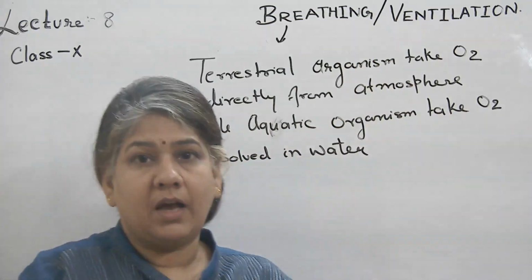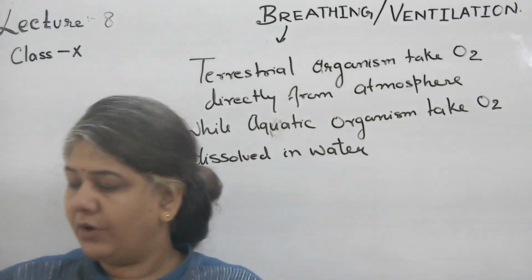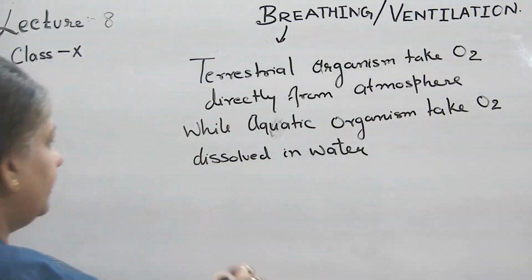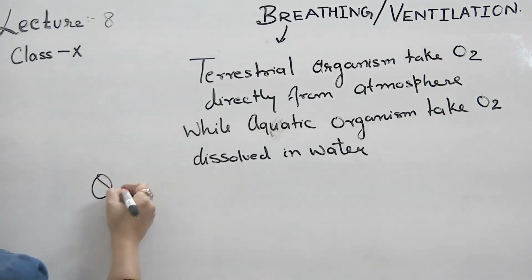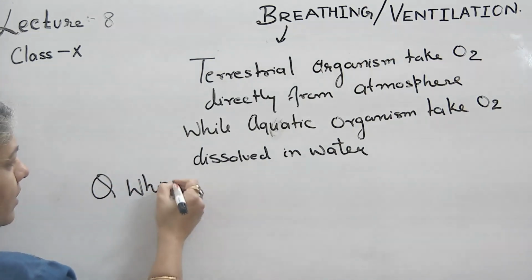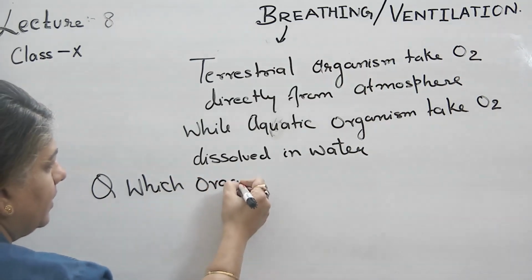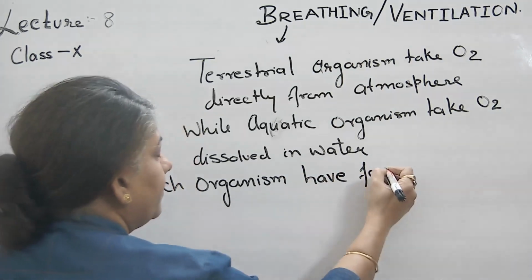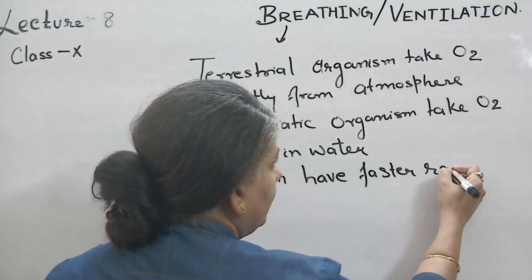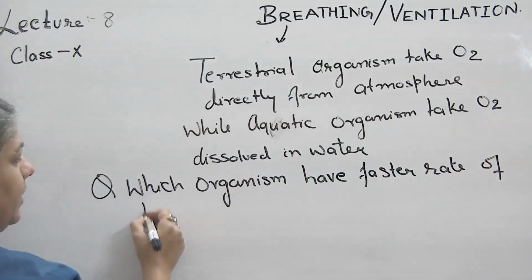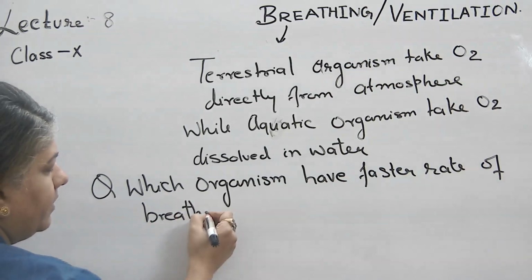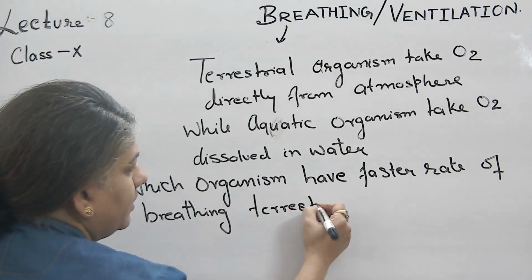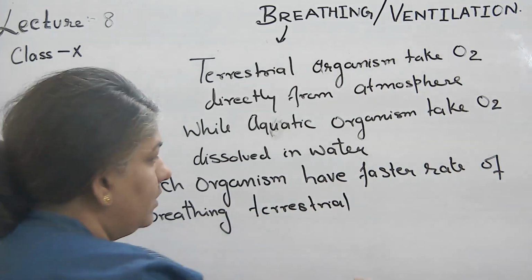So the question is often asked, which organisms have faster rate of breathing, terrestrial or aquatic? So you may write down the question. Which organisms have faster rate of breathing, terrestrial or aquatic?